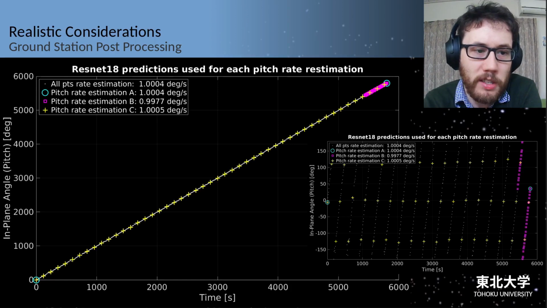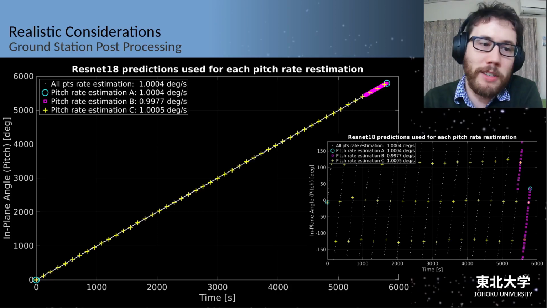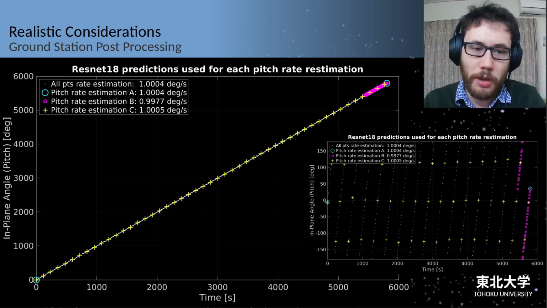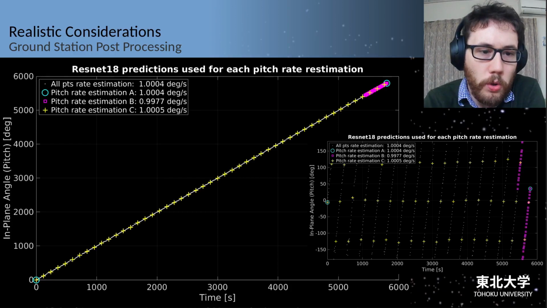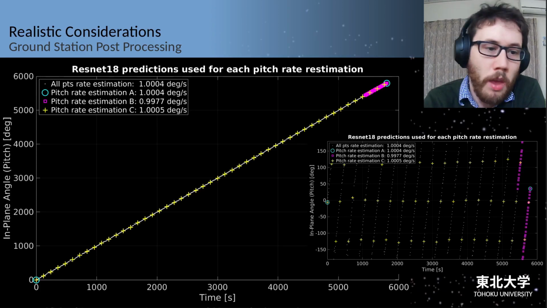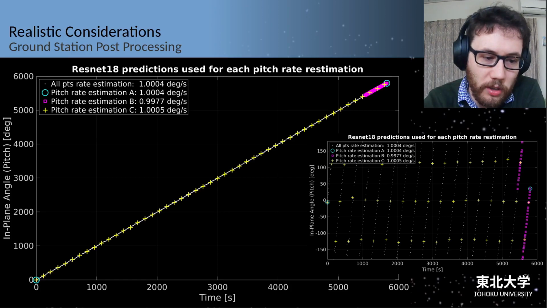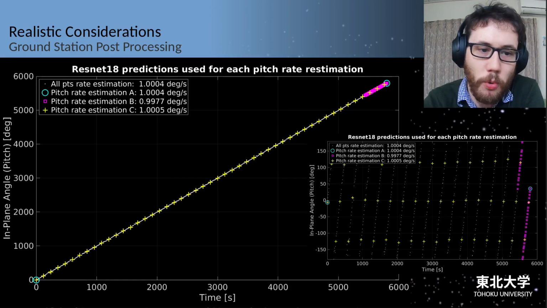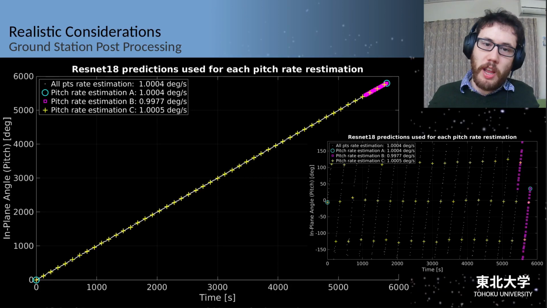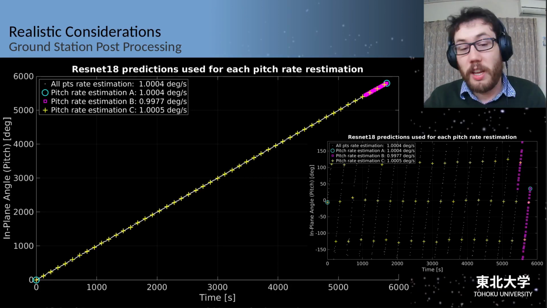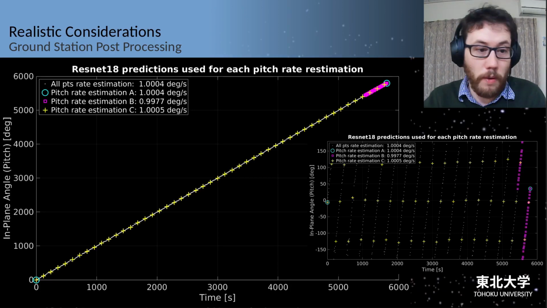We have 4 different methods here. The first one is the white dot, and that's using all the points that are available. So if we had access to every image, and then we estimated the flat spin speed, you see here that we get a flat spin speed of 1.004 degrees per second. Well, that's very good. The second method only uses 2 points, which are these little cyan circles here, the first and the last point. Because we have them spread out over such a large time period, we actually average out to get a very good estimate as well.